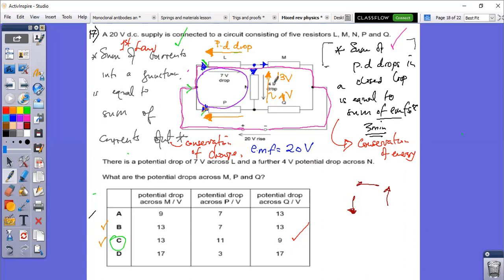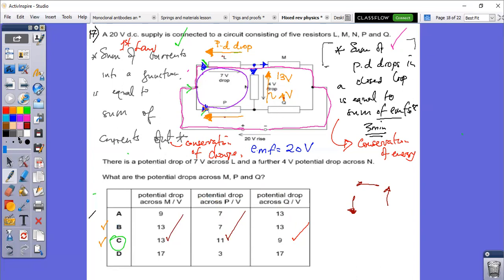This is not pointing in the same sense as these. So when we look at this loop, this drop of 4 volts plus that drop must equal, in this loop that's purple, the drop across P. These are going in the same sense. So 4 plus 7 is 11. That must equal this PD that's going in the opposite sense. So the answer, potential across P, is 11, 13. And we can also justify ourselves that this here must be 9 volts.